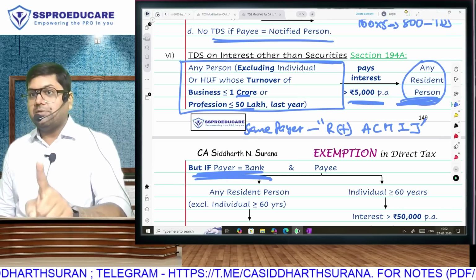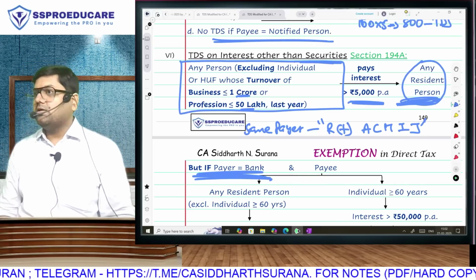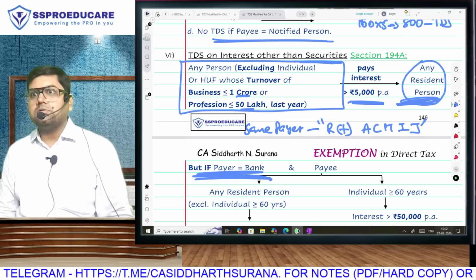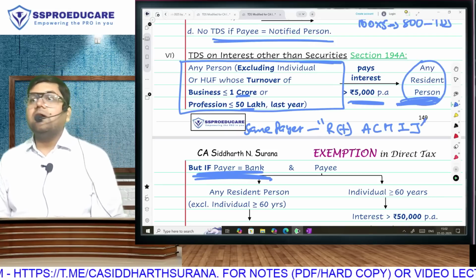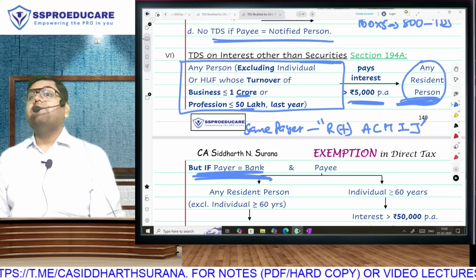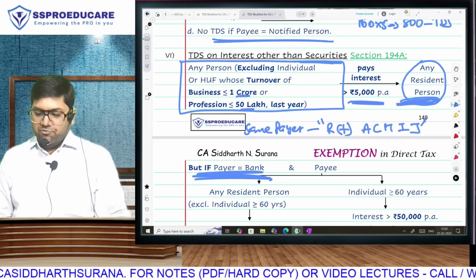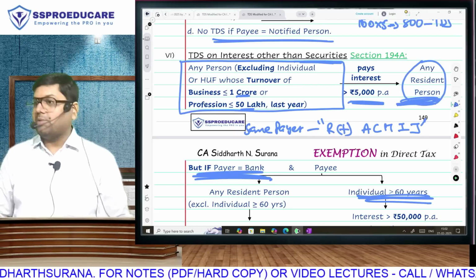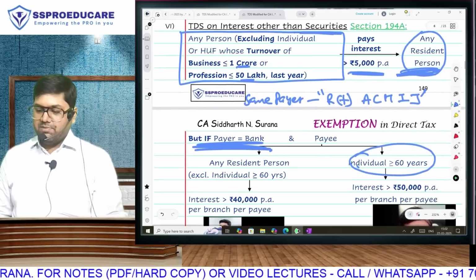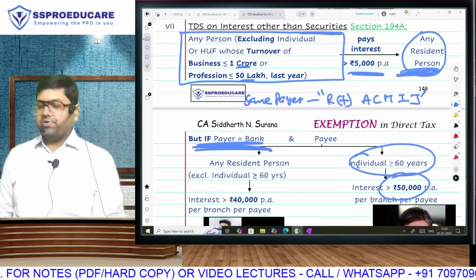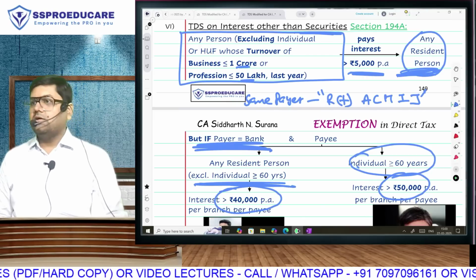apply the 5,000 limit. That means, listen, if I have taken a loan from you, if a corporate company is giving interest to any of its lenders, or a firm or LLP is giving interest to any of its lenders, we are going to apply the limit of 5,000. When a bank gives, what kind of interest can a bank give? FD interest, RD interest. What will be the limit? For any person who is 60 years or above, that means a senior citizen, the monetary limit will be greater than 50,000. And for any person other than a senior citizen, the monetary limit will be greater than 40,000.